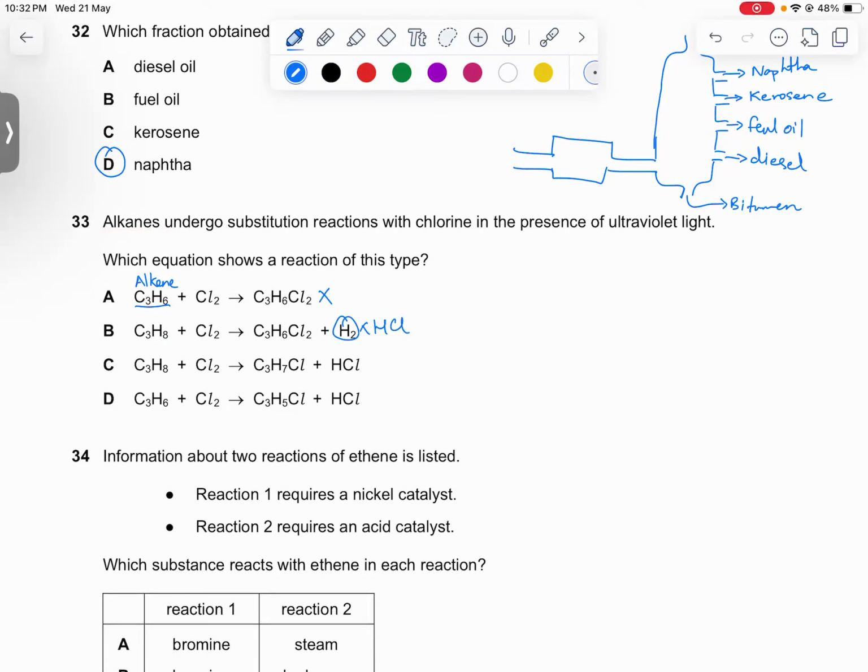So the answer is either C or D. This is also an alkene, so this is also wrong. The answer could only be C3H8. When it reacts with Cl2, one hydrogen gets substituted for one chlorine. Instead of 8 hydrogens, now there are 7 hydrogens with one chlorine, and the other chlorine joins with the hydrogen that has just been substituted.